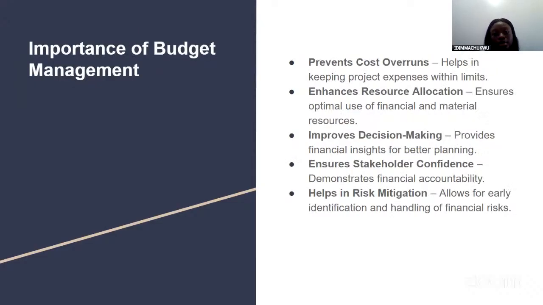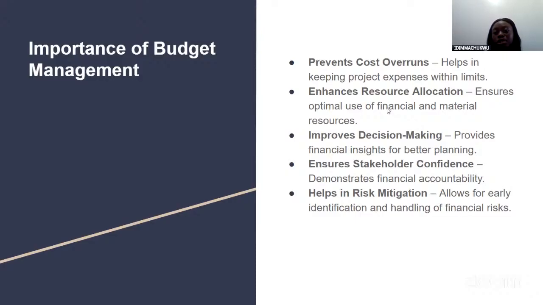Now let's look at the importance of budget management. We have so many importance of budget management, but I have a few written here. One is to prevent cost overruns. We can all agree that if you plan to go to the market and you have, let's say, 20,000 as your budget, and you do not have a list or a plan, you might end up spending more than what you budgeted. So that's why it's very important to have a budget plan.